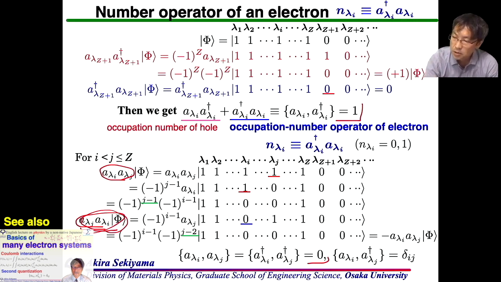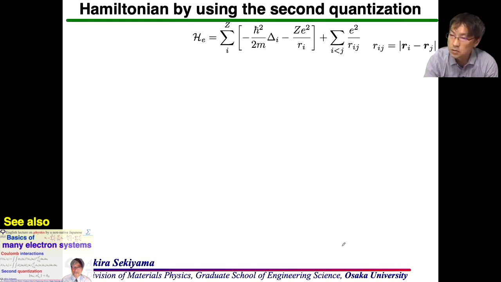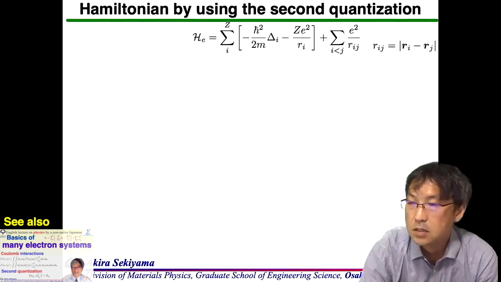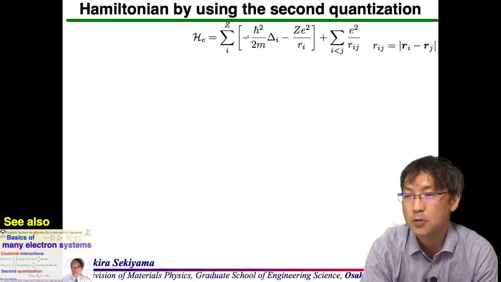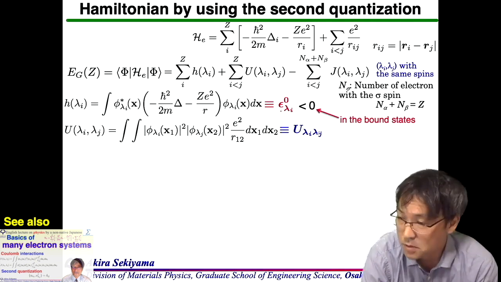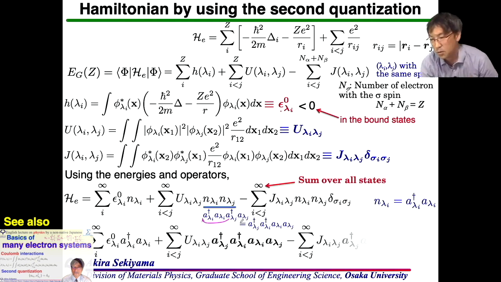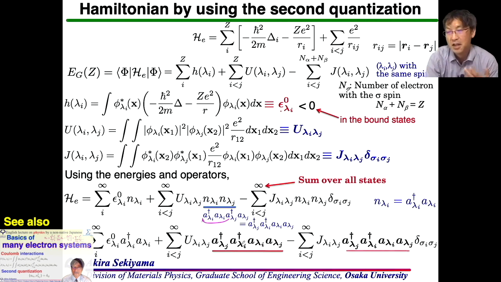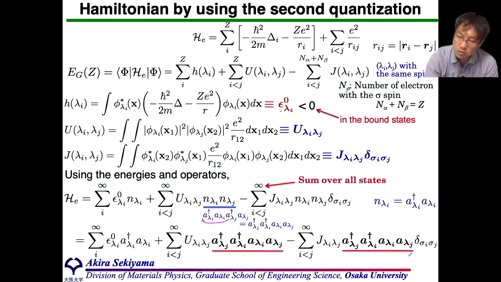Then, we consider the Hamiltonian of the many-body electron by using the second quantization. We can express the electron Hamiltonian by using the annihilation and creation operators like this one. The next problem is how the photoexcitation process is expressed by using the second quantization.